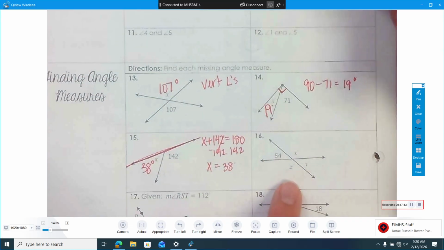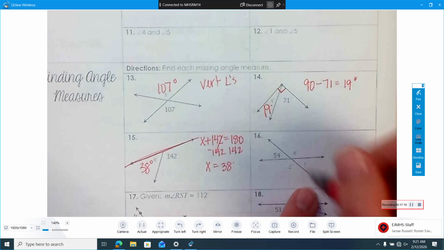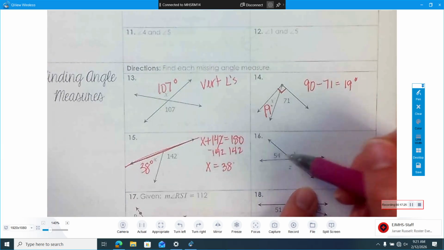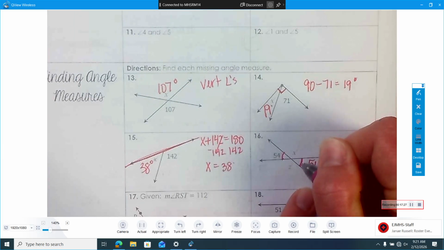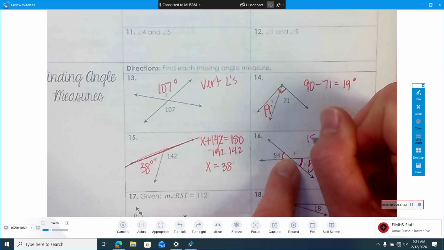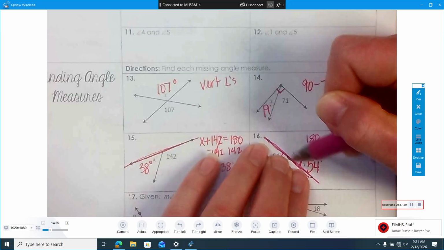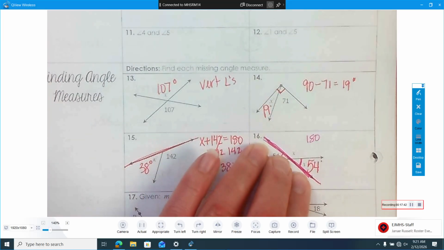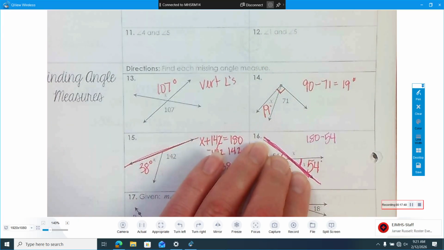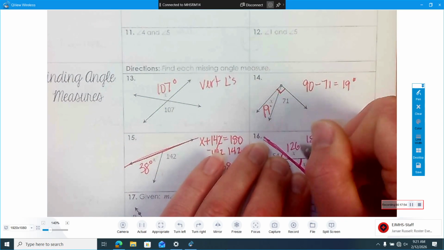Let's look at number 16. What do you think, Ethan? Y is 54, so X is 126. We knew that 54 and the Y match because they're vertical angles. So how did you get X then? 180, because they're on this straight line. I can see that X and Y are falling on that straight line. That's 180 degrees, and I already know 54. So 180 minus 54 gives you 126. Good job.